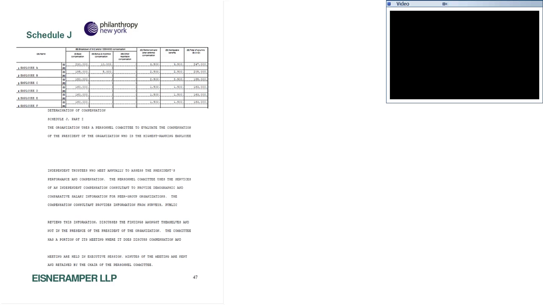Schedule J, again, they may or may not have to complete this, only if somebody got over 150,000 of reportable comp. But if they do, this is how they break down the salaries. Then they'll tell you how much went into a retirement plan for this person, and how much they received in non-taxable benefits, which would be if the organization pays health care on their behalf. And then below there, they're going to talk about how they set compensation.